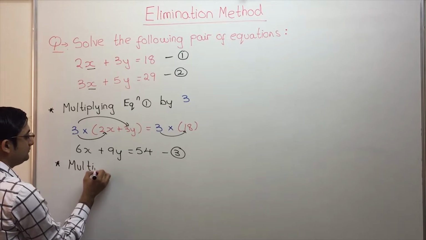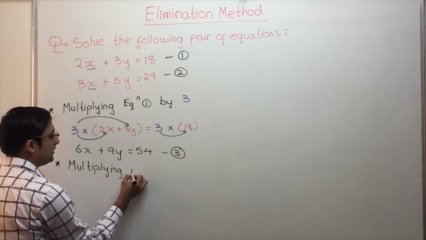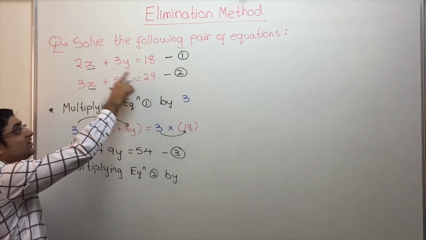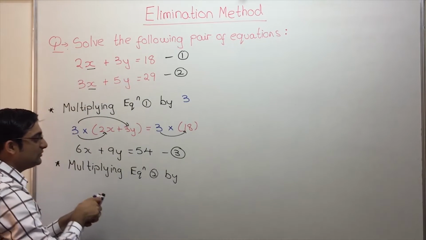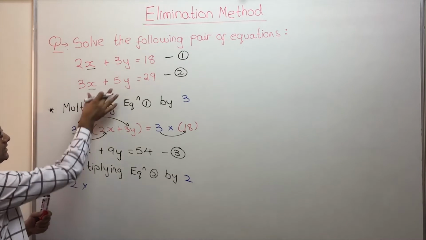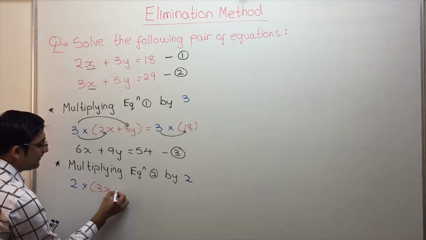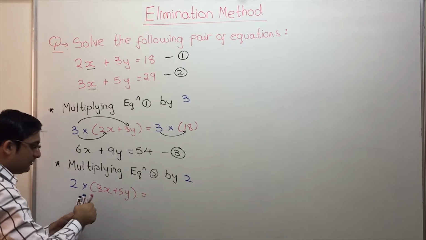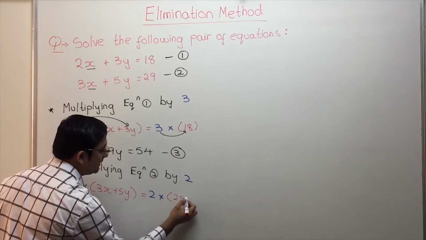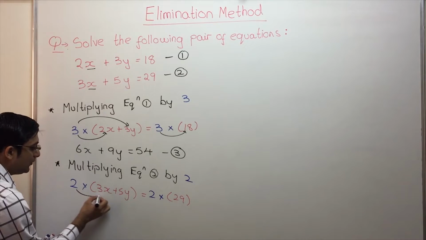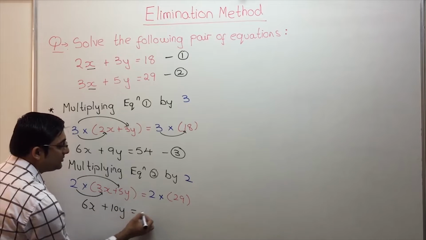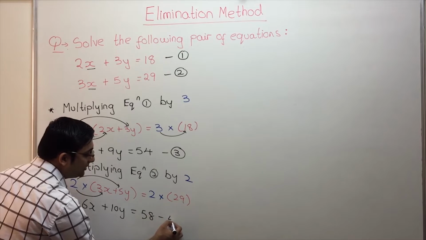So write down over here, multiplying equation number 2 by, what? Multiply the second equation by the coefficient of x in the first equation, that is 2. So what do we do? 2 multiplied by the LHS, 3x plus 5y, is equal to 2 multiplied by the RHS, so 2 into 29. Let's solve this. What do we get? 2 into 3x is 6x. 2 into plus 5y is plus 10y, is equal to 2 into 29, that is 58. Call this equation number 4.